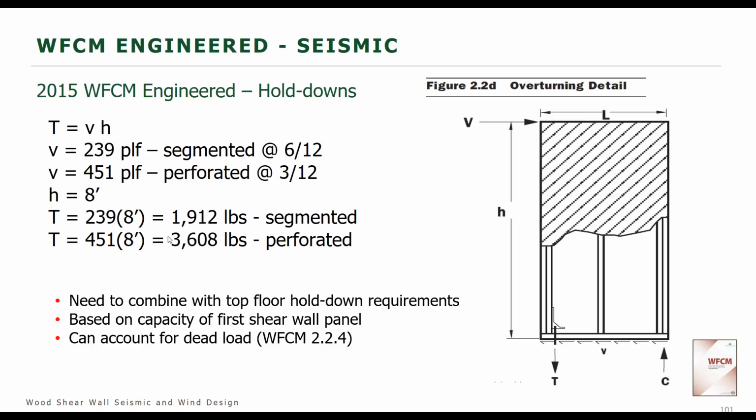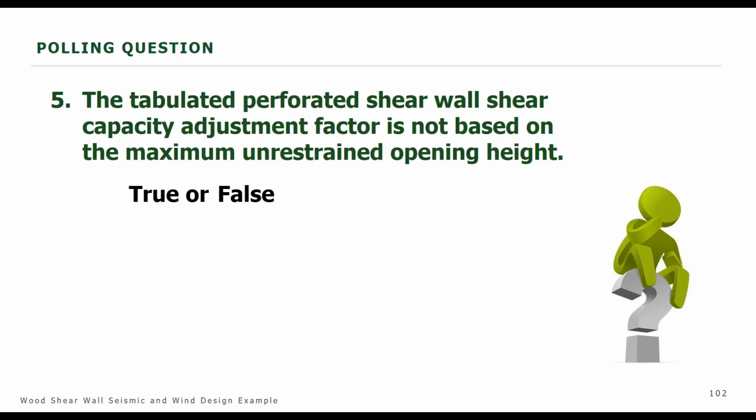In the wood frame construction manual, it's based on the actual capacity of the shear wall. Now, the dead load can be used, or at least 60% of the dead load can be used for resisting that uplift, but that's only for the engineered approach. And that is mentioned in, let's see, I think it's 2.2.4, where it mentions that 60% of the dead load may be used. So that's in the engineered portion of the table.